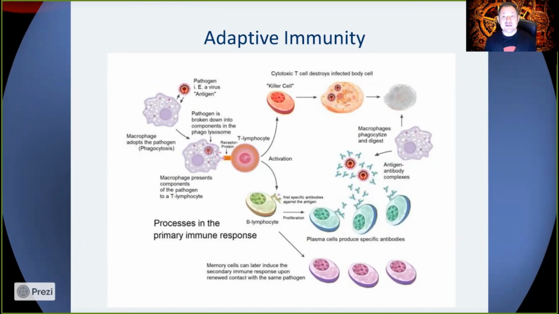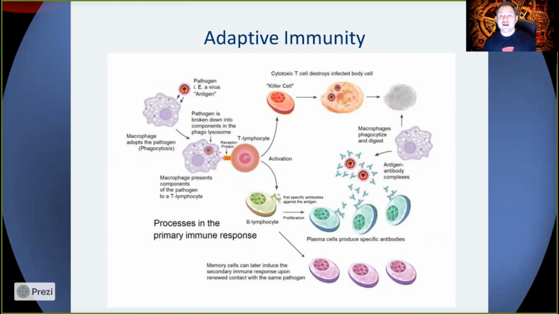Meanwhile, we have T cells: helper T cells and cytotoxic T cells. Helper T cells help to activate both the B cells and the cytotoxic T cells. They regulate the immune system. The cytotoxic T cells look for infected cells and destroy them.